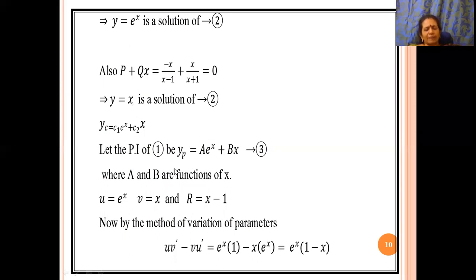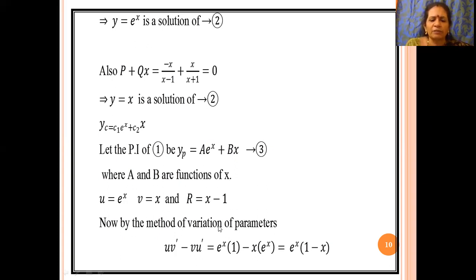Now after getting the yc, that is, the complementary function is known, then go to the particular integral of equation 1. For getting the complementary function, we have to use equation 2. For getting the particular integral, we have to use equation 1, right? So the particular integral of 1 can be written as yp is equal to A into e power x plus B into x, right? AU plus BV. U is e power x, V is x, right? Now where A and B are functions of x, right? U is equal to e power x, V is equal to x, and R is equal to x minus 1.